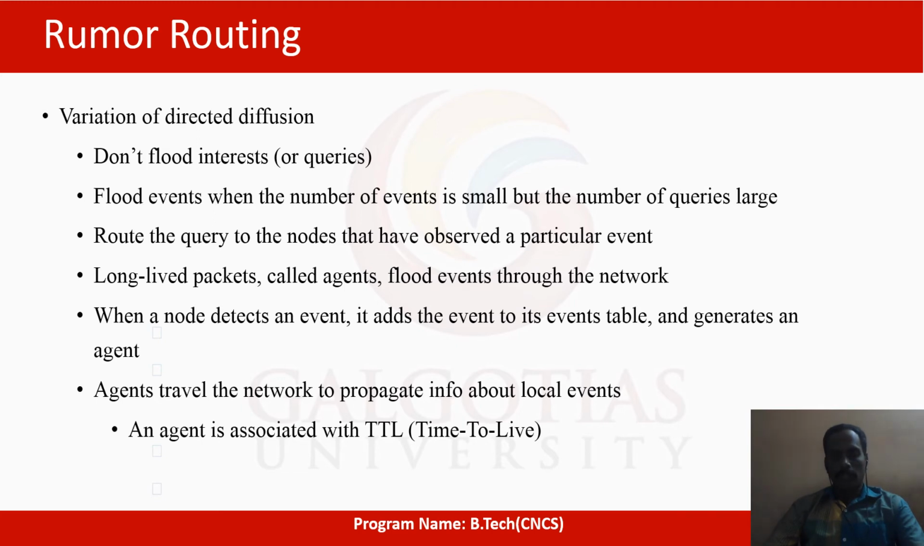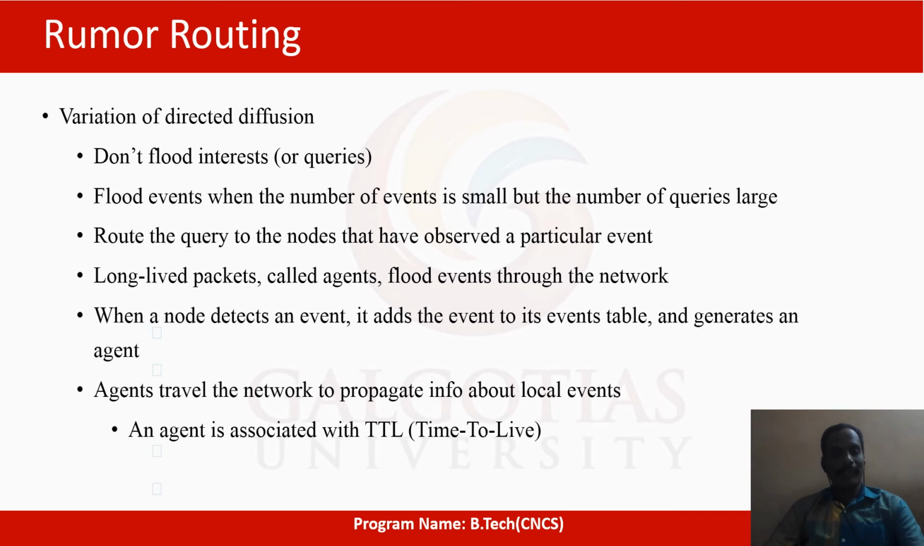Then rumor routing. Rumor routing does not flood interests or queries, it floods events. It is used when the number of events is small and the number of queries is large. For example, when a node generates a query, a node knowing the route to the corresponding event can respond by looking up its events table. So there is no need for query flooding; the query is routed to the node that has observed the particular event. Rumor routing works well only when the number of events is small.